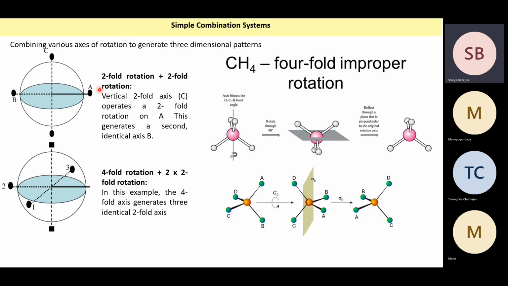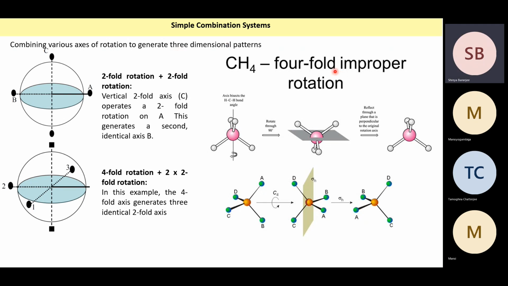I'll explain this again. You start from A. By rotating A through a vertical axis, you reach B. And by rotating B through a horizontal axis, you reach C. So if you repeat this, you will generate a sphere simply by a two-fold rotation axis, doing it twice. Similarly, you can combine other axes of rotation.